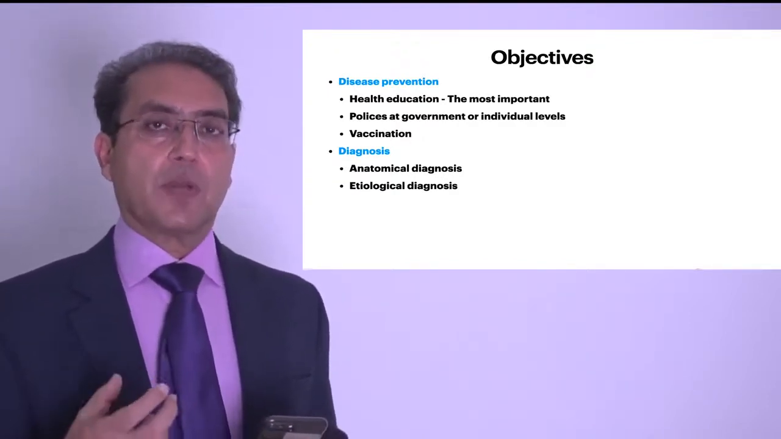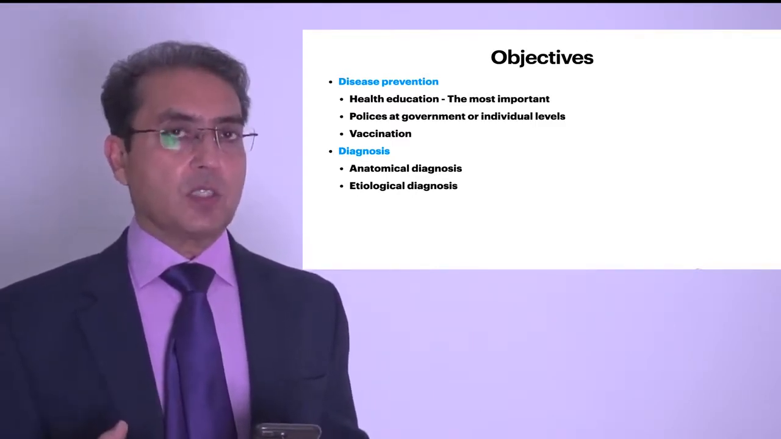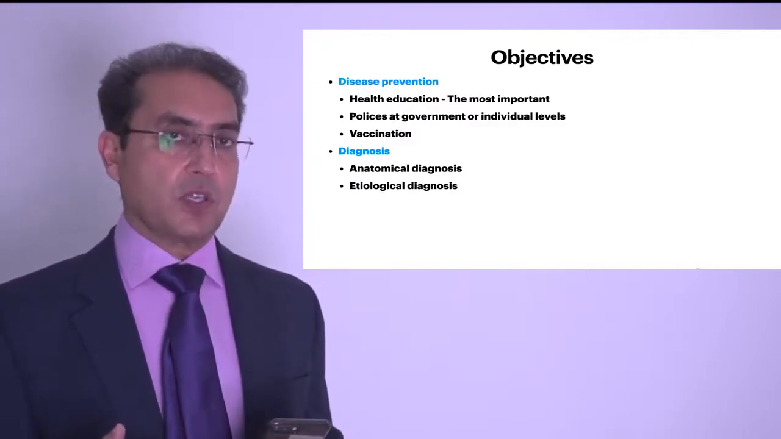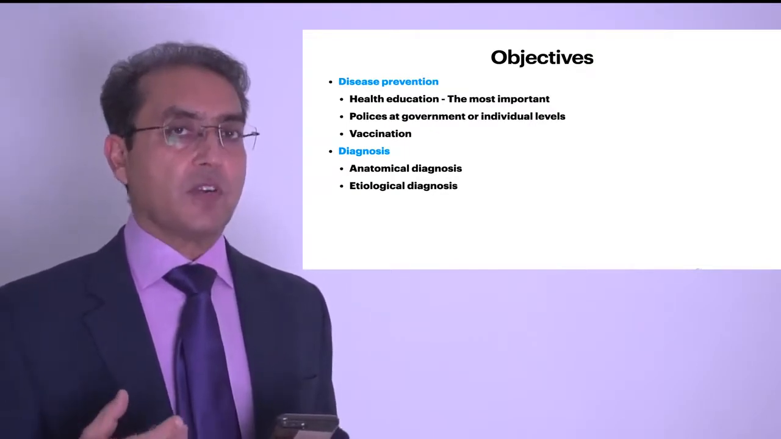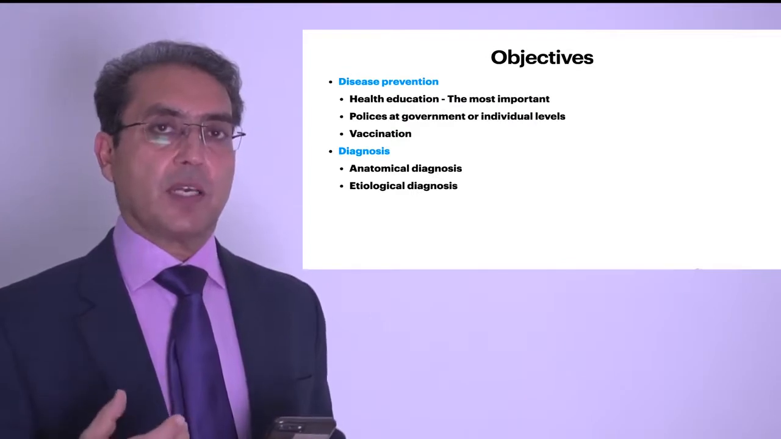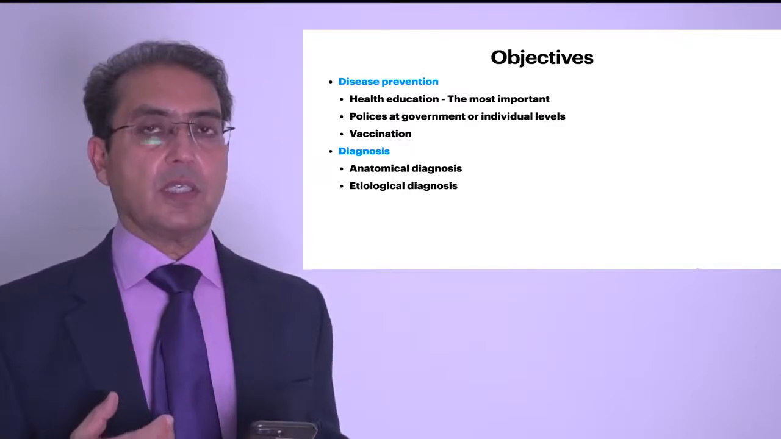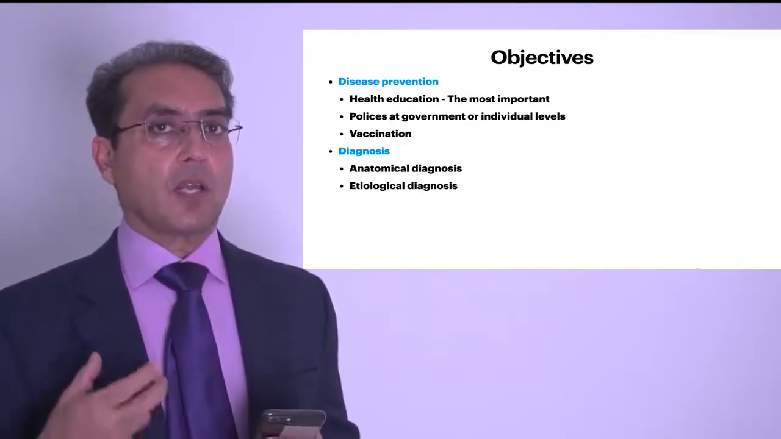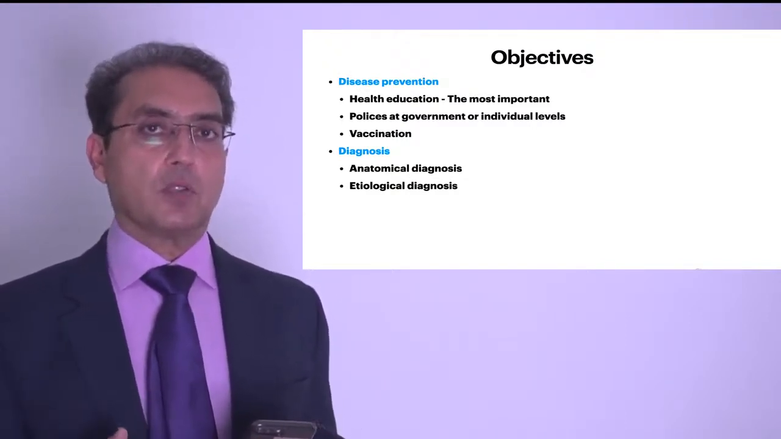So you make an anatomical diagnosis, and then after this you make an etiological diagnosis. And etiological diagnosis is, that is, what is the cause of this disease. For example, if the patient has a liver disease, then you find out what is the cause of the liver disease. So you have made an anatomical diagnosis that the liver is involved, and then you make an etiological diagnosis. Etiological diagnosis is that this liver disease is caused, for example, by chronic alcoholism or chronic hepatitis C. So that is called etiological diagnosis.